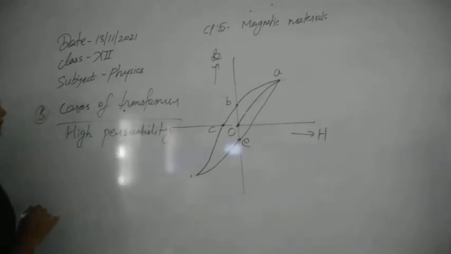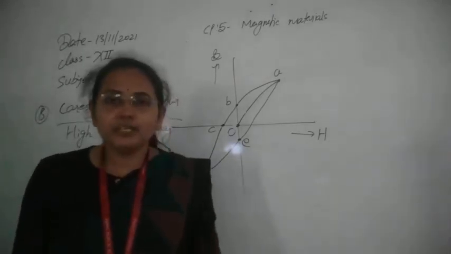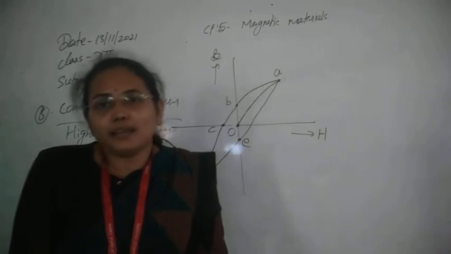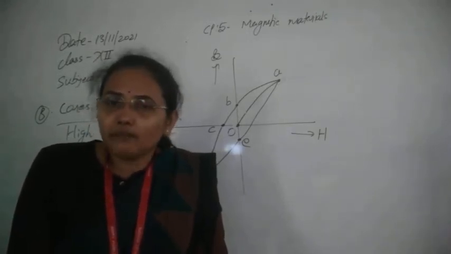Now the second property: these types of cores should not retain the magnetic field, because they should produce a magnetic field only whenever current flows through them.